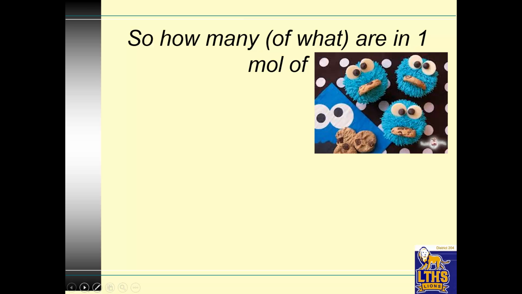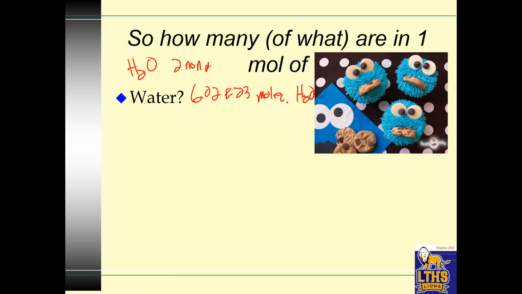So how many of what are in 1 mole of water? So 1 mole of water is 6.02 E23 molecules of H2O. Remember, a molecule, because it's covalently bonded, it's H2O. We have 2 nonmetals, so it is a molecule. Helium. Helium is an atom. It's on the periodic table, right? And there are 6.02 E23 atoms of He.